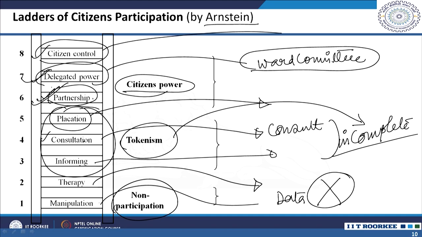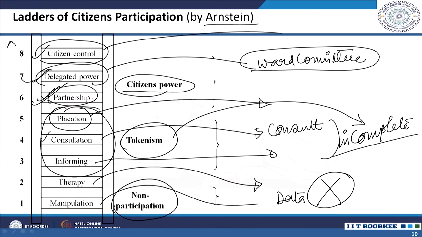So, please keep this in your mind if you work in urban areas, and try to remember these eight stages of the participation of the citizens. Ideally, we should avoid numbers 1 to 5, and we should practice these three: citizens' control, delegated power and partnership. So, let us summarize today's lecture.